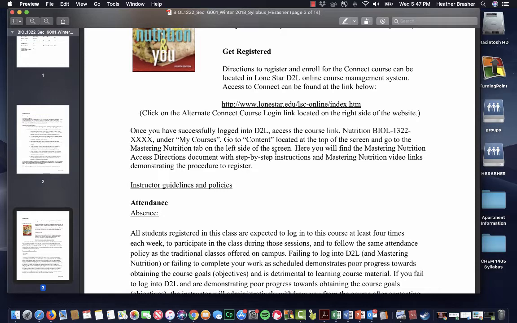Modified is actually connected into your D2L course versus having to sign up for it from a separate website. So keep that in mind. They do allow for a 2-week trial.